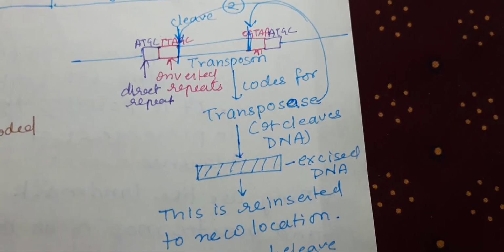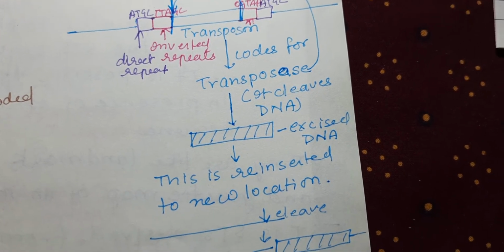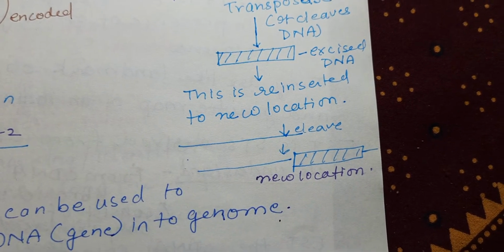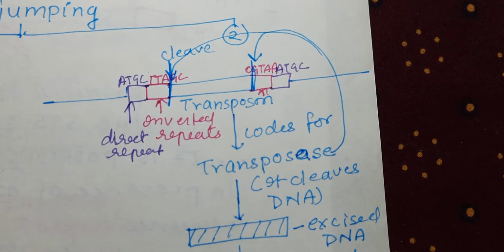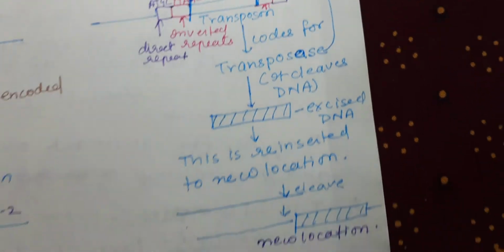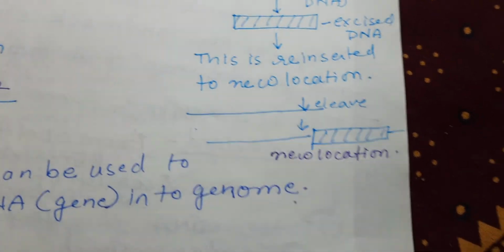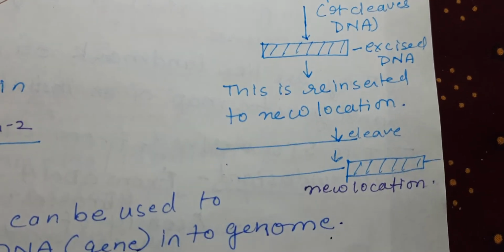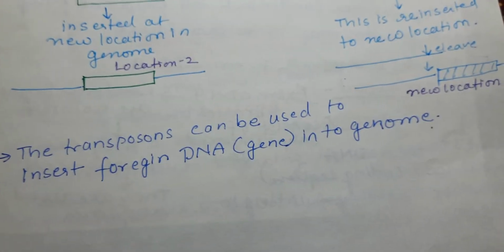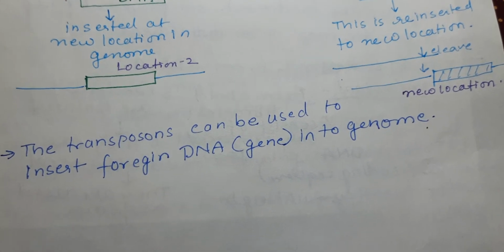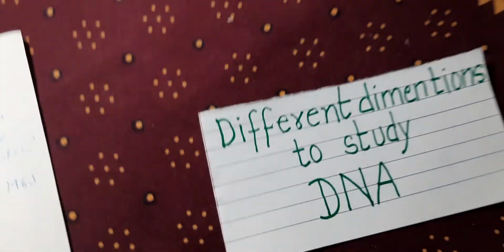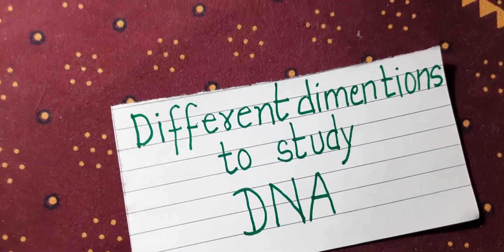Now this part is excised from the DNA and reinserted into a new location, and all these activities are done by transposases, which are again coded by the transposon region. So this is how they move from one position to another, and specifically these transpositions can be used to insert a foreign gene into the genome in rDNA technology.